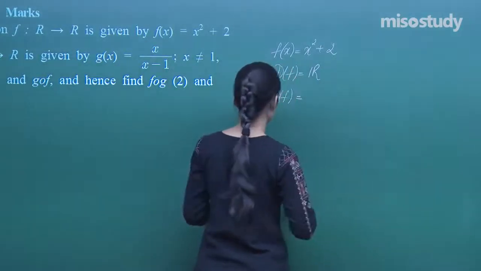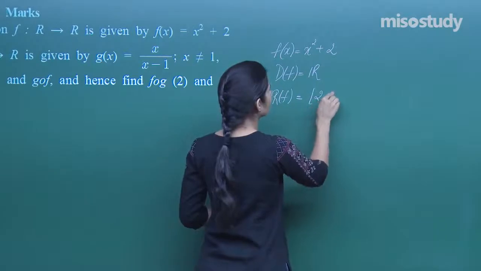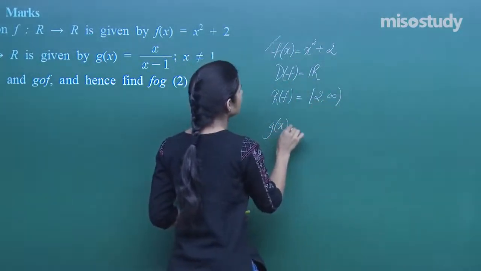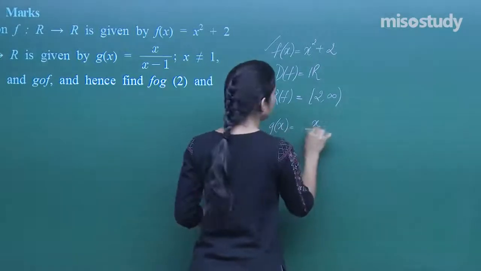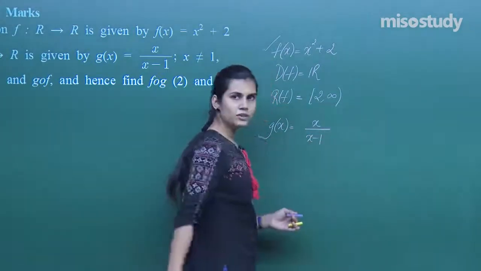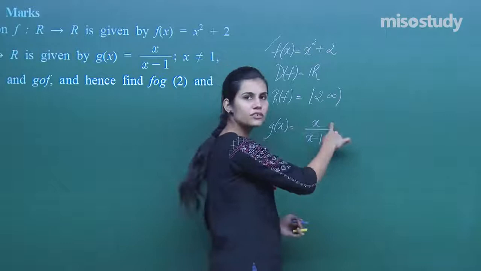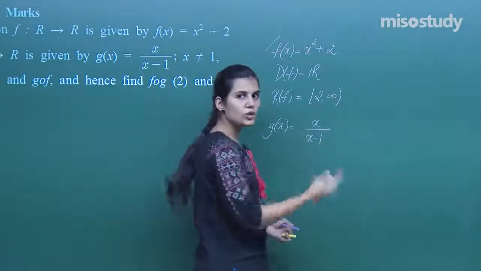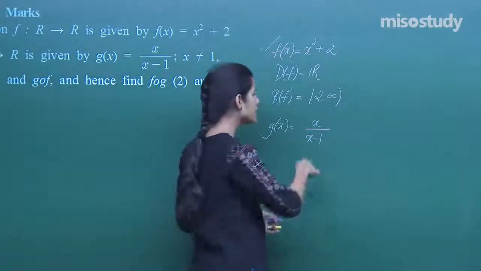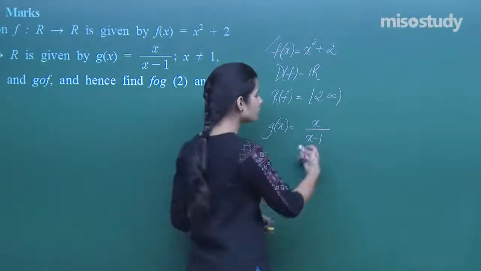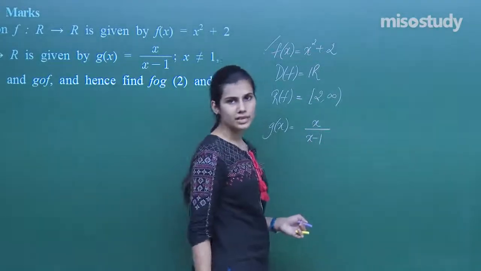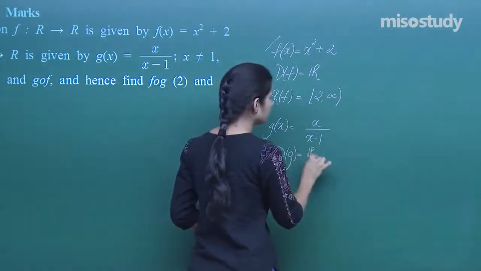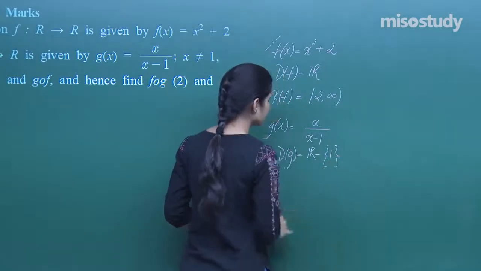Range of f is [2, infinity). That is about f. g of x is x upon x minus 1. Clearly you can see this function refuses to give a real value when you put x equals 1. When you put x equals 1, you get 1 upon 0, which is not a real number. But apart from 1, if you put any real number in place of x, this quantity gives you a real number as the answer. Therefore, domain of g is all real numbers minus the singleton {1}.